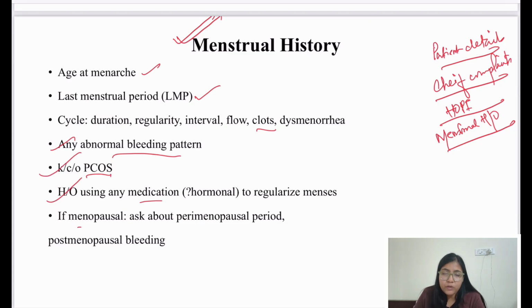And if the patient is menopausal, like postmenopausal, ask about her perimenopausal period also, if it was smooth or she had a problem of heavy bleeding during her perimenopausal period, and also ask if there had been episodes of postmenopausal bleeding. No matter if it had not been even her chief complaint, if her complaint is anything else like mass per abdomen, still you need to ask about her postmenopausal bleeding status, if there had been any episode in the past, any single episode in the past.